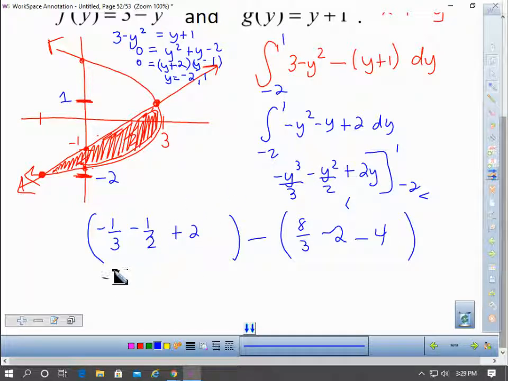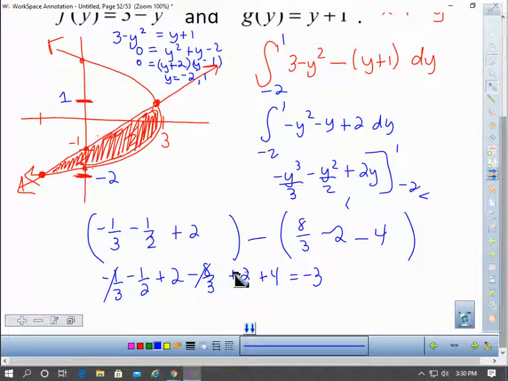So let's see what we got. We got -1/3, -1/2, +2. Distributing this will give me -8/3. That'll be a +2, and that'll be a +4. So let's see here. -1/3 and -8/3 is going to be -9/3, which gives me -3. So I've combined those. And then 2, 2, and 4.